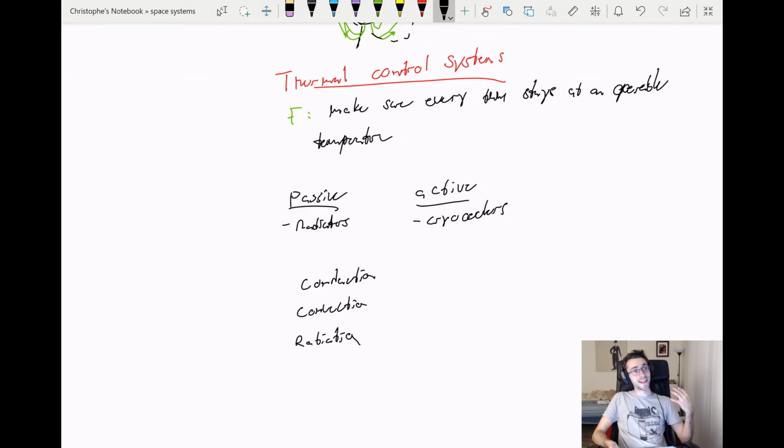Now, if you're trying to take heat away from your satellite, I'll give you a quick description of each of these. So conduction is basically when you're touching something. So I'm touching the wall over here. My skin is hotter than the wall surface. The molecules interact, and thermodynamic heat is exchanged between me and the wall. Heat flows out of my hand into the wall. So it's touching stuff.